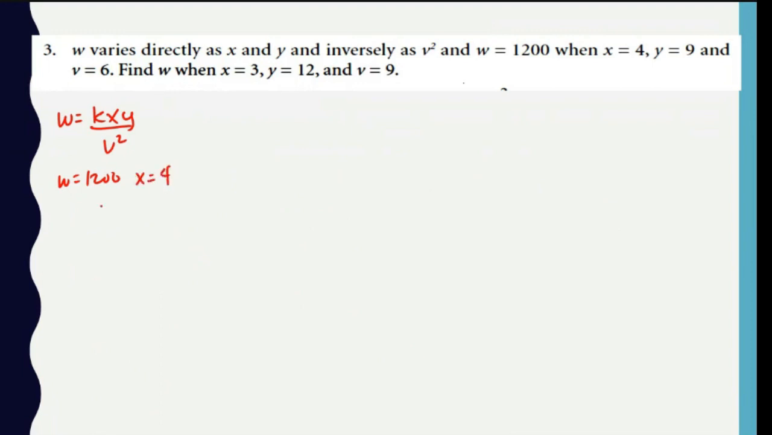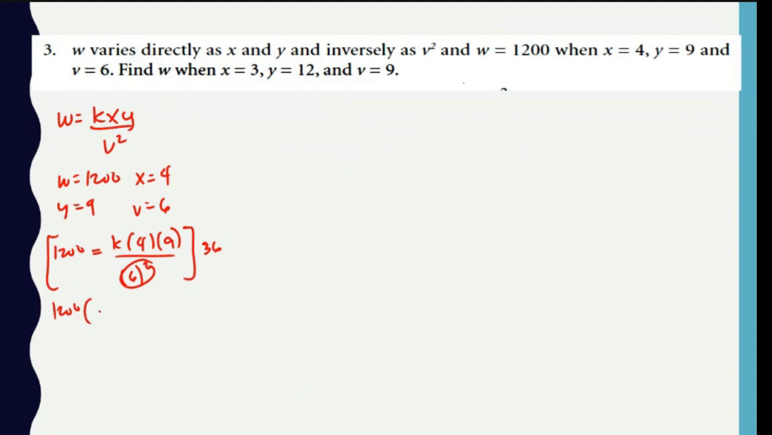x is equal to 4, y is equal to 9, v is equal to 6. So 1,200 is equal to k times 4 times 9 all over 6 squared. Okay, so multiplying both sides by 6 squared or 36. This is 36. So 1,200 times 36. I will not multiply it yet. So k will be 36.